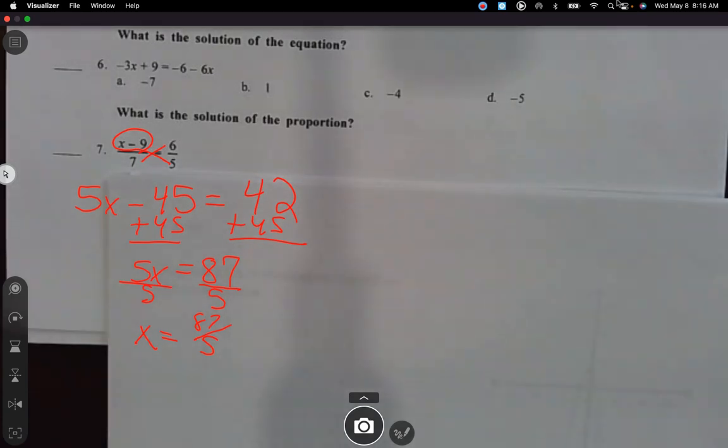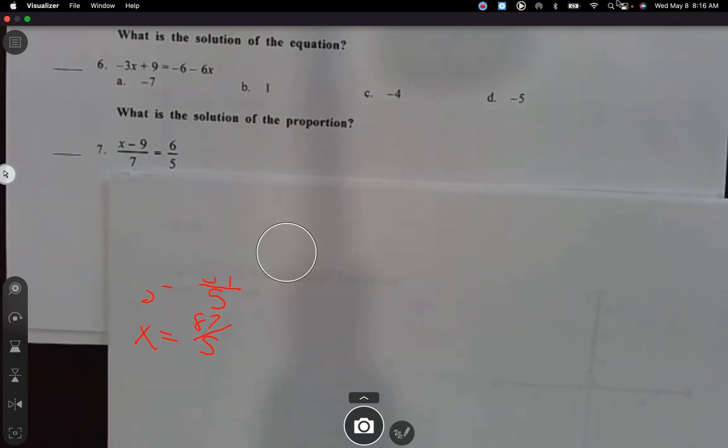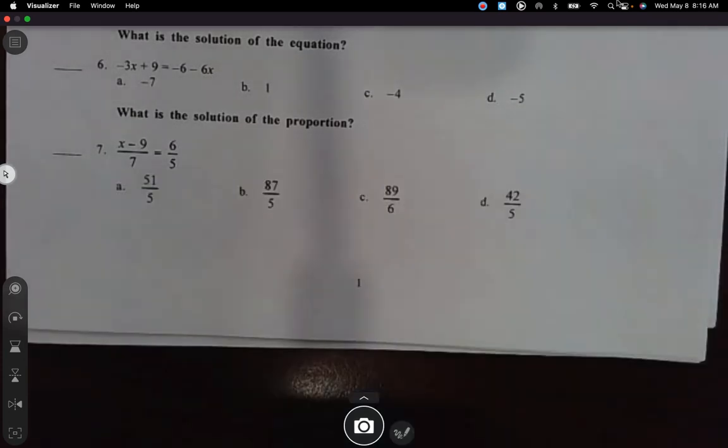Okay, are we good? Anybody still writing? No? Okay, number 8. All right, we're on the back. I mean, on the next page, not the back, but.